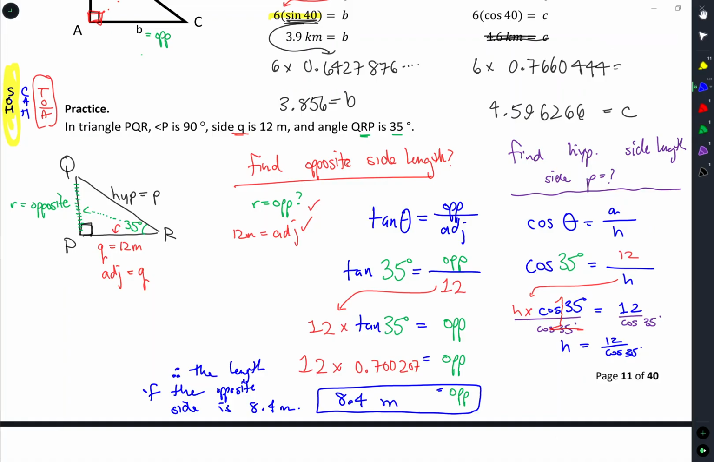So I take my calculator, 12 divided by cosine 35 equals, and it tells me the hypotenuse is 14.6. Now that's a side length. We're looking at meters here. If I had a little bit more space, I would put in a nice therefore statement. The length of the hypotenuse is 14.6 meters.